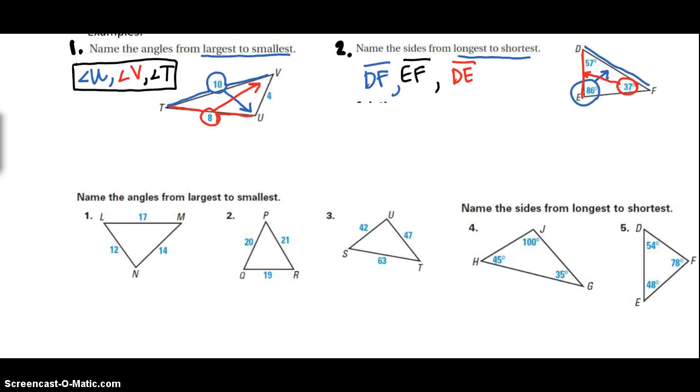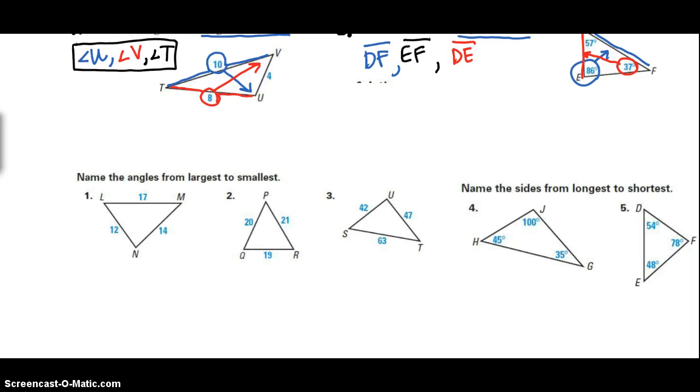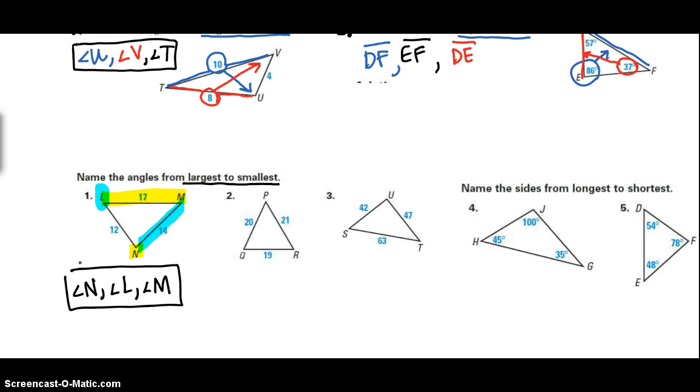Okay, with that being said, let's pick and choose some problems here. Let's do one together. Looking at 1, name the angles from largest to smallest. What's the largest side? LM. So what's the largest angle then? N. I'm going to write that down. Angle N would be the largest. What's the next largest side? 14. What angle is across from the 14? L. So the last angle that we haven't talked about yet is M, and that would be our smallest angle.